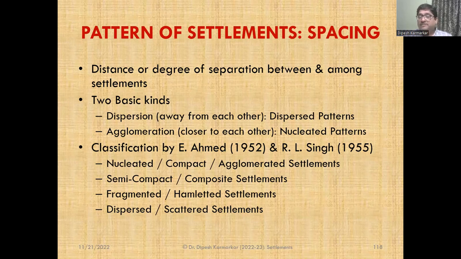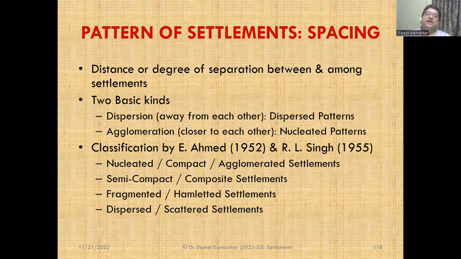Now, Ahmad and R.L. Singh in the 1950s classified patterns of settlements into four broad categories. The first one is nucleated or compact or agglomerated settlements. Second is semi-compact or composite settlement. Third is fragmented or hamleted settlement. And fourth is dispersed or scattered settlements.